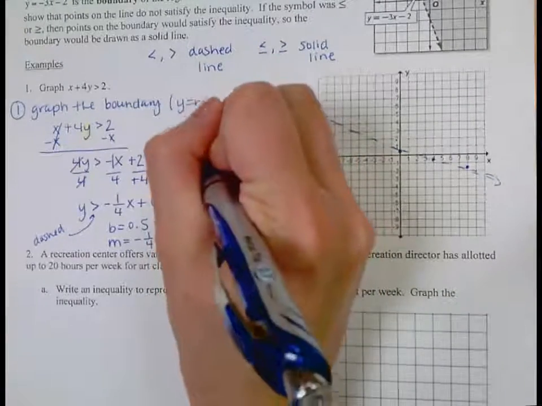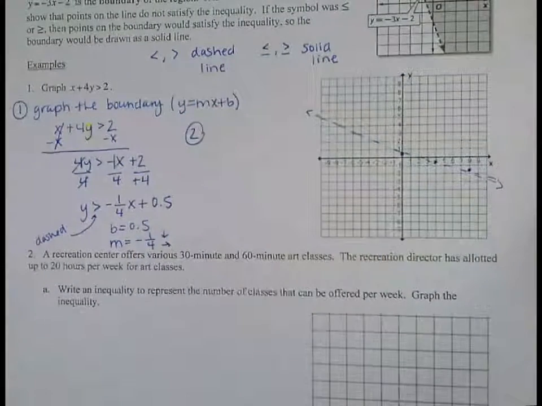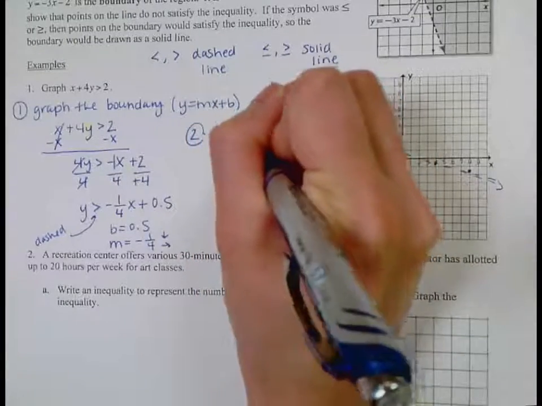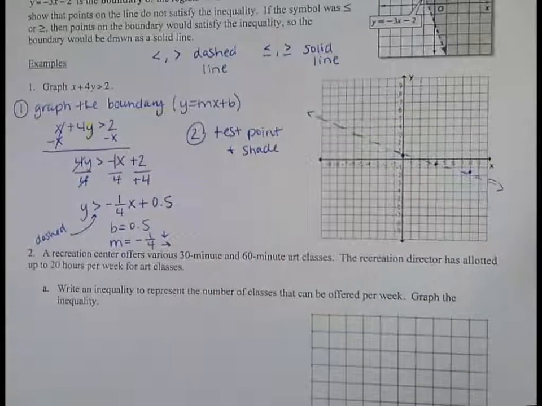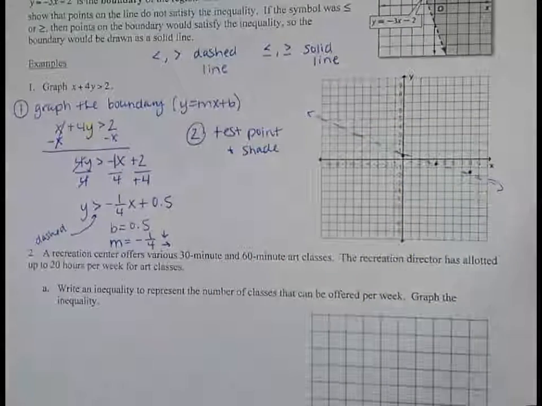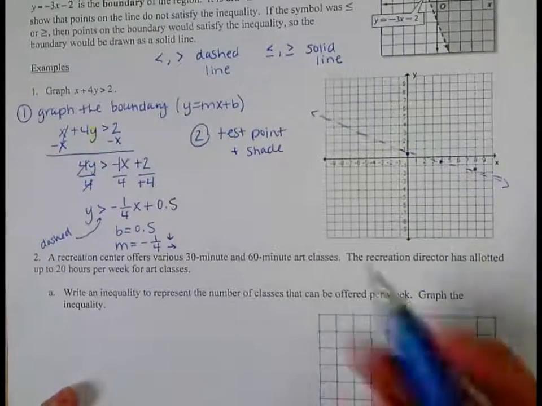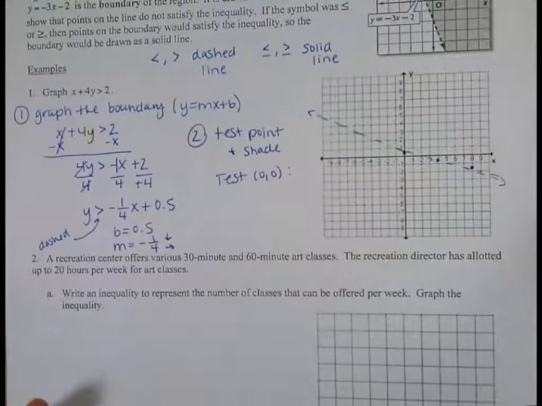Step 2 is to figure out which half of my coordinate plane I need to shade, which half represents my solutions. To figure that out, I can test a point and then shade. Testing a point means you're just choosing any point that isn't on your boundary line and substituting those x and y coordinates into your inequality to see if it's true or false. The easiest point to test if it isn't on your line is 0, 0, when both x and y are 0.